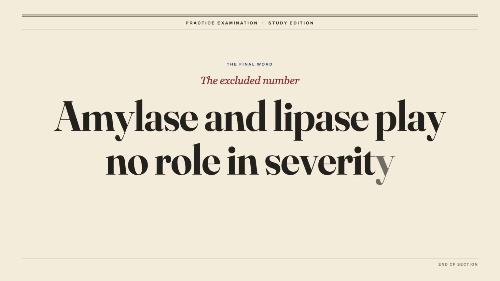The most important negative claim here is that amylase and lipase appear nowhere in Ranson's, BISAP, or Atlanta. A sky-high lipase only reflects how much enzyme leaked out, not how much tissue will die. So ranking patients by enzyme level is a trap.